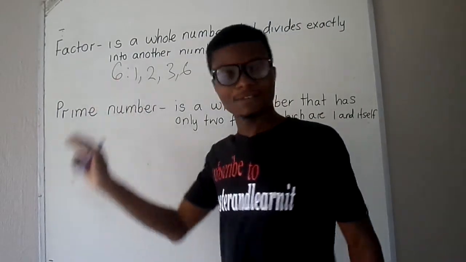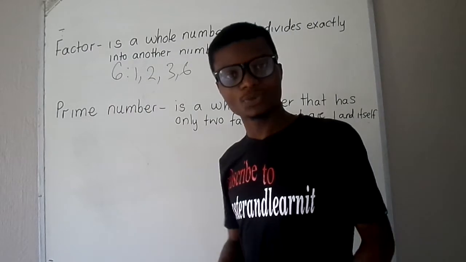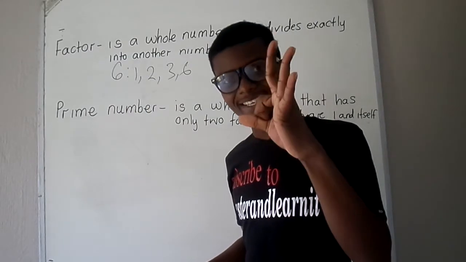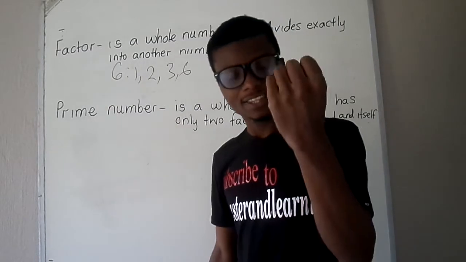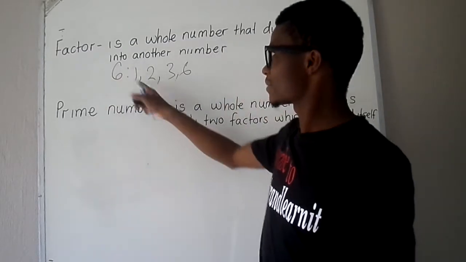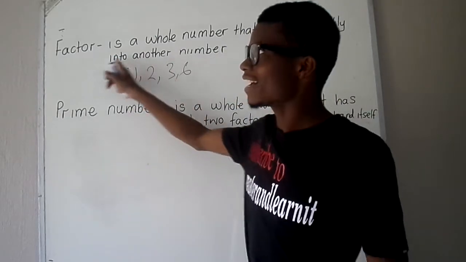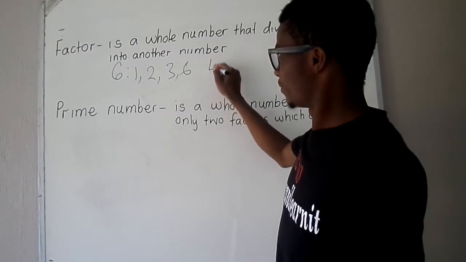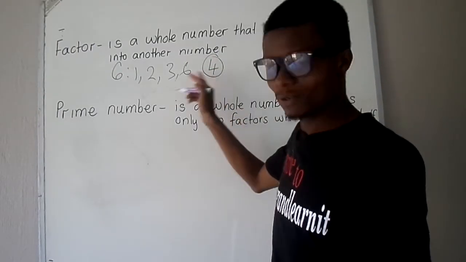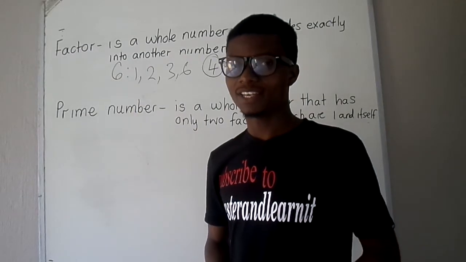Because 1 can divide 6, because 1 can divide into any number. 2 can divide into 6, because 2, 4, 6. That's 3 times. 3 can get into 6: 3, 6, 2 times, and 6 can get into 6, 1 time. So these are the factors of 6. You would realize that 4 is not a factor of 6 because 4 is a whole number but cannot divide into 6 without leaving a remainder.